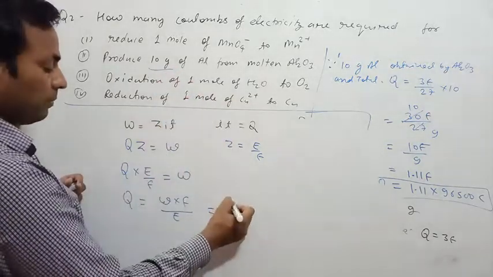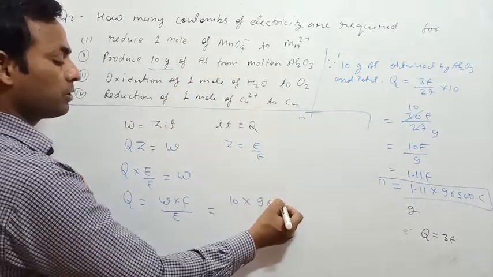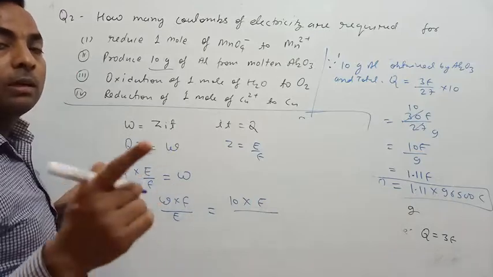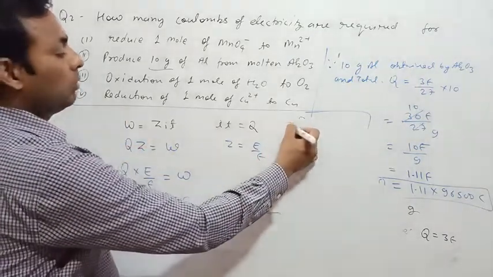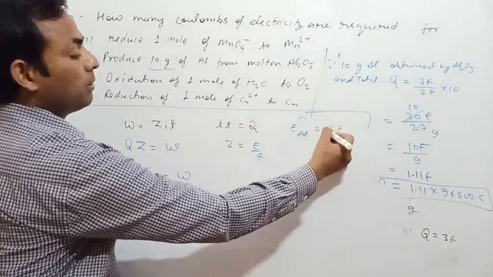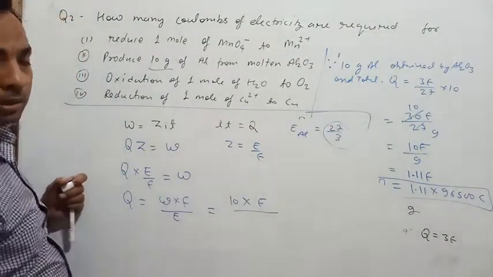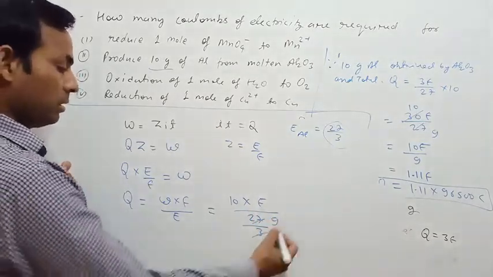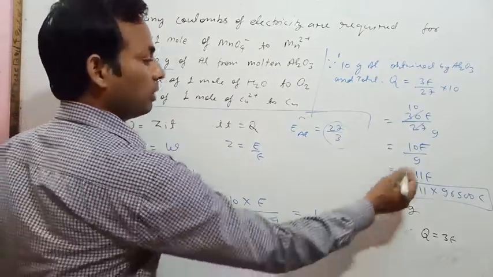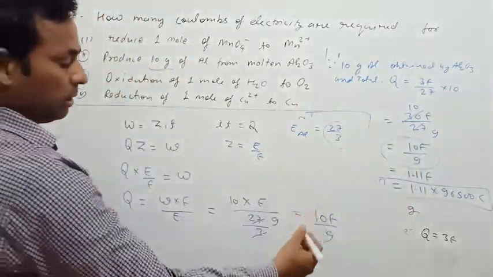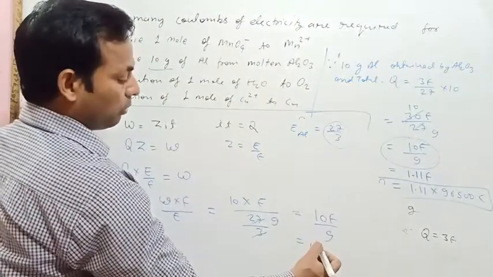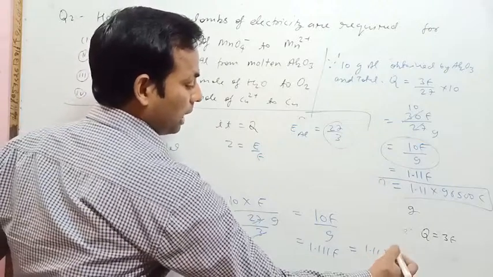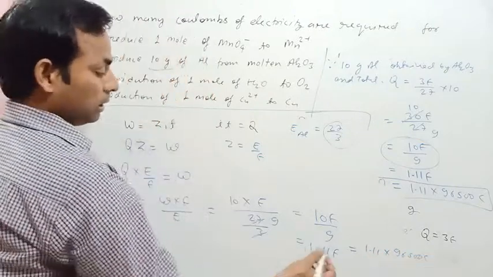W is given as 10 gram. F, you know, is 96,500; for now we can just write F and put the value at last. And E is the equivalent weight of aluminum ion. The equivalent weight of aluminum ion equals 27 upon 3. Why have I written 3? Because aluminum has a 3 plus charge. So 27 upon 3 cancels by 3, and the answer will be 10F upon 9. Both are the same. After dividing, the same answer becomes 1.111 F, or 1.11 into 96,500 coulomb. This is the answer.